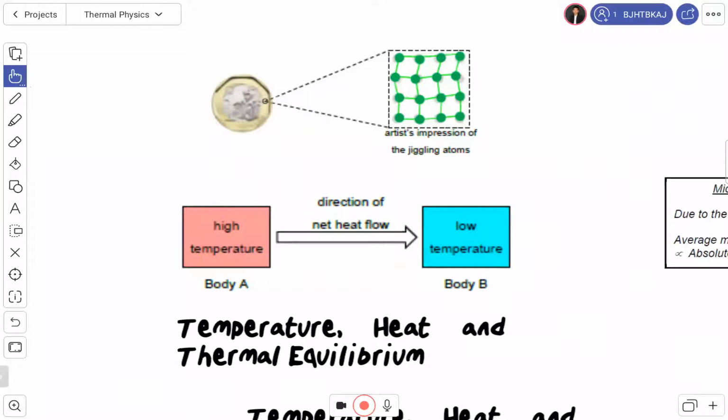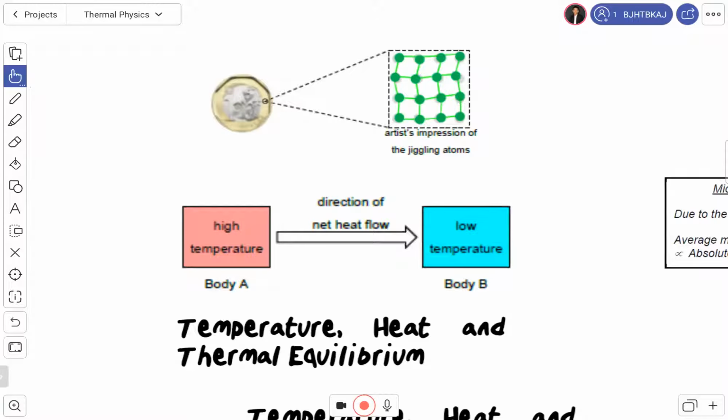Individual molecules may still accidentally transfer, or I may not be so energetic already, but when I knock into someone, due to the nature of our motion, I could still transfer some energy over. But when you sum up over many of them, there's no net transfer anymore. So that's what we understand as equilibrium.